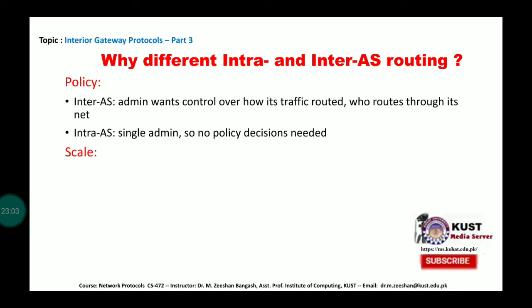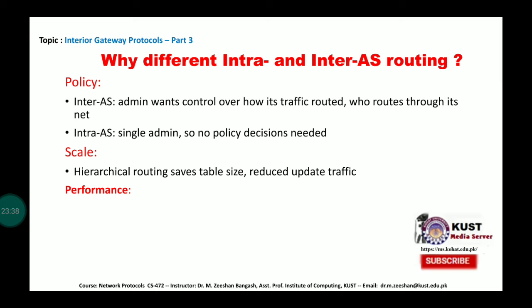The second difference between inter and intra autonomous system is on the basis of the scalability issue. In the case of hierarchical routing, the table size is reduced because the table portions of a particular level are stored at different gateway routers. So congestion is reduced because the updating of the routing table is restricted to a particular area.